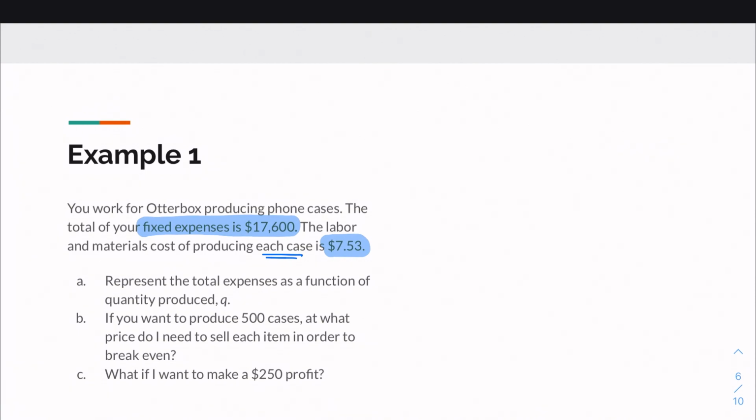So I want to represent the total expenses as a function of quantity, and then I'll work with it. Well, I know if I'm working with total expenses, that's going to be the sum of my fixed expenses and my variable expenses. This is pretty straightforward. I'm writing a function in terms of quantity, so I have my function notation to remind me that I have an expense function in terms of quantity.